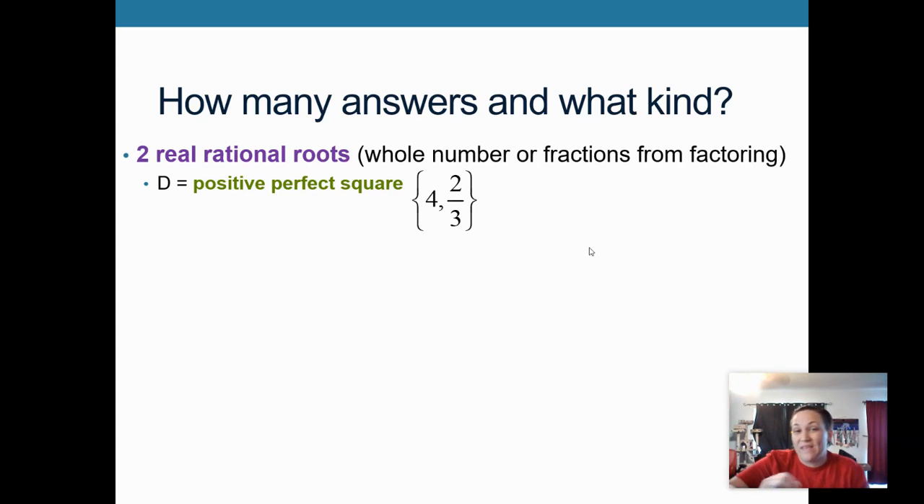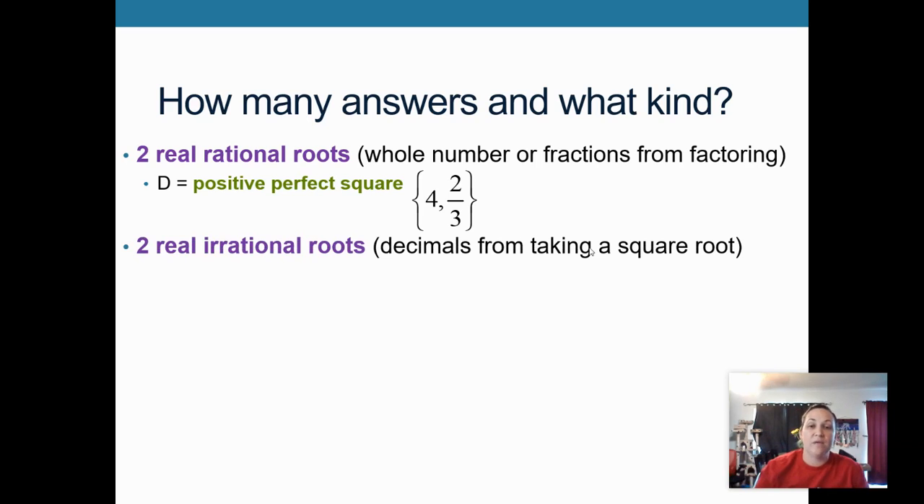Here's a sample of what the answers might look like. Now, our second scenario is also 2 real roots, but this time they're going to be irrational. An irrational number is a never-ending, never-repeating decimal. That happens when we try to take the square root of a number that's not a perfect square. So this would be if your discriminant is a positive number that's not a perfect square.